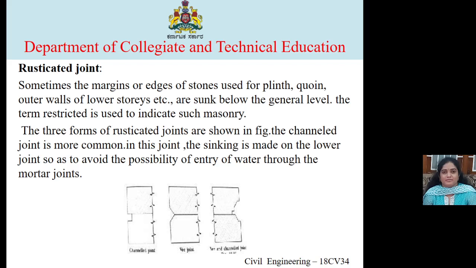The channel joint is more common, the first one. In this joint, the sinking is made on the lower joint so as to avoid the possibility of entry of water through the mortar joints. The second one is the V joint, and the other one is the V and channel joint.